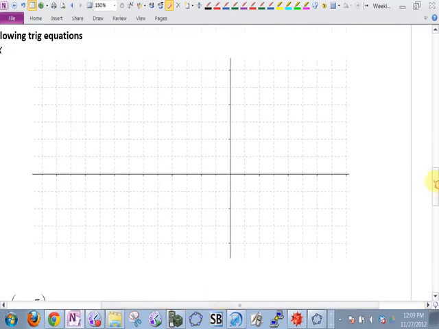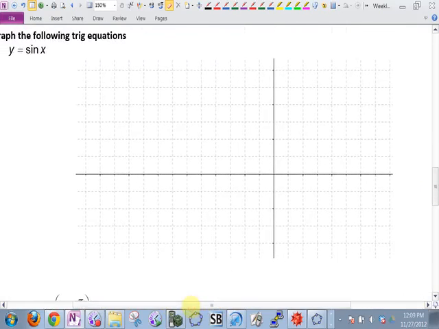So the first one is just the parent function sine x. So you're going to label this pi halves, pi, 3 pi halves, 2 pi. Maybe 1.